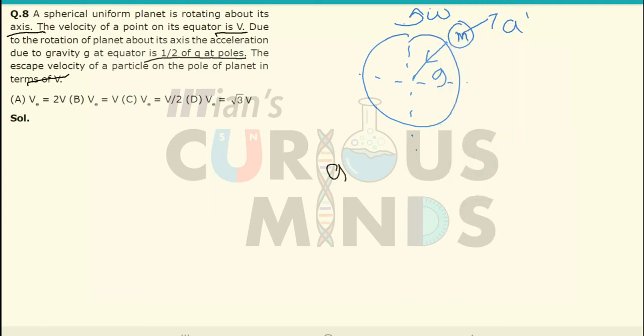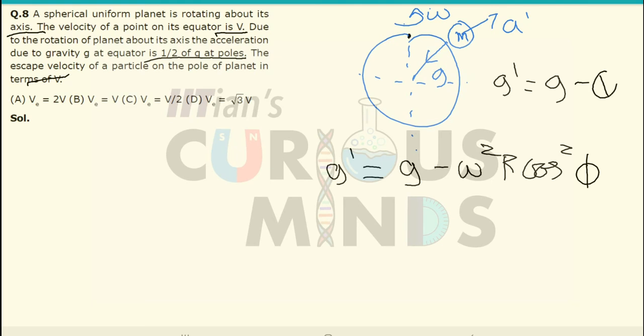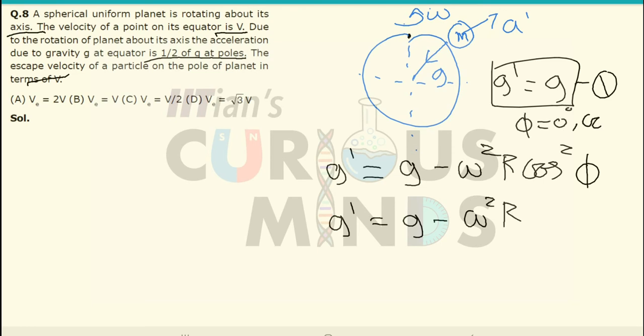So I can say that g dash, that is the variation in the gravity due to the rotation of the planet, will be equal to g minus omega square r cos square phi. Now at the point on the poles, g dash will be equal to g. Let this be equation number 1. Because over here phi is equal to 90 degrees, so cos phi will be equal to 0. At the equator, g dash will be equal to g minus omega square r, because over here phi is equal to 0 degrees, so cos phi will be equal to 1.